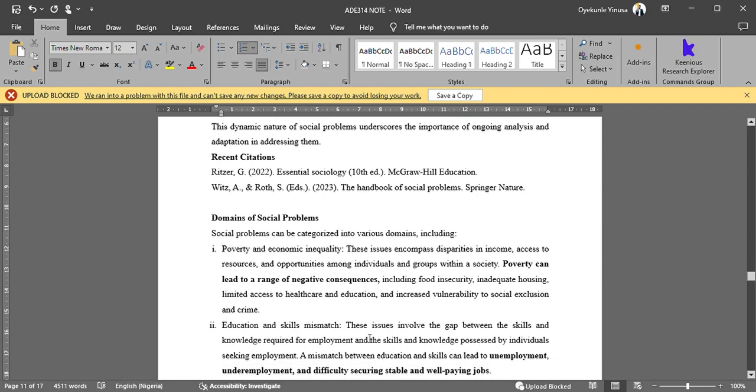You know, social problems can be categorized into different forms. When we talk about domains, we are talking about different categories. When you look at poverty and inequality, for instance, the issue of poverty has its own negative consequences in the society. It has brought about theft, armed robbery, kidnapping, ritualism, and what have you. So when there's poverty and economic inequality, there is a problem in the society. And you don't have to look far before you see all of these things happening in the society.